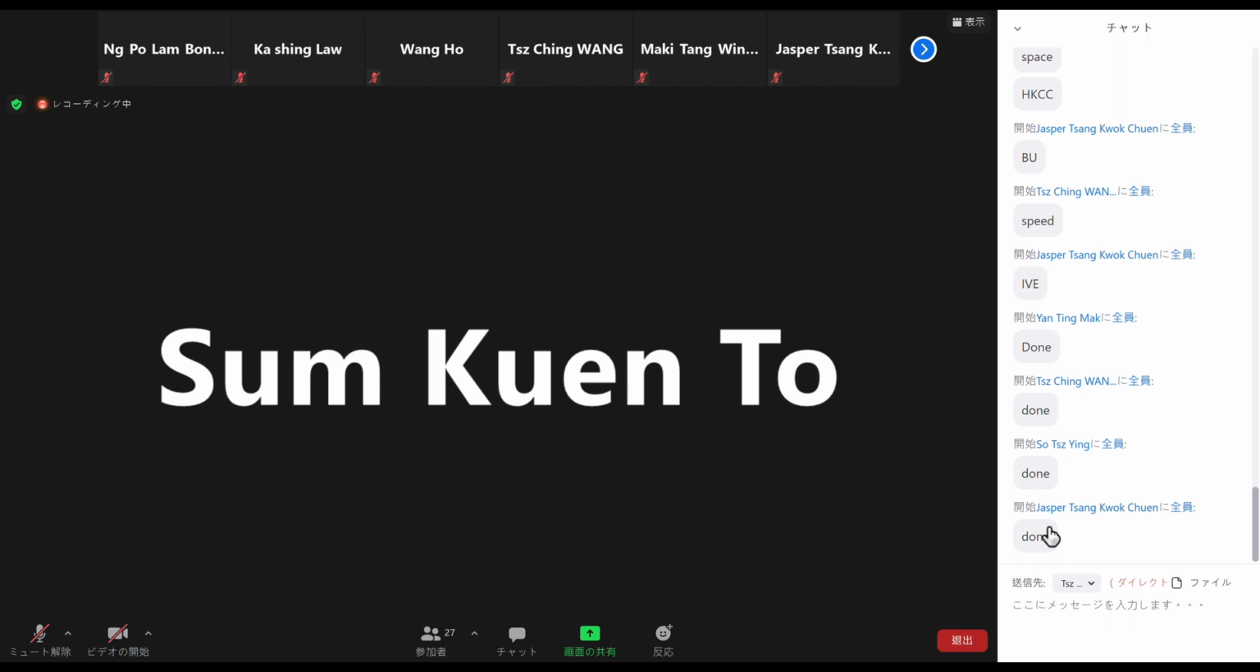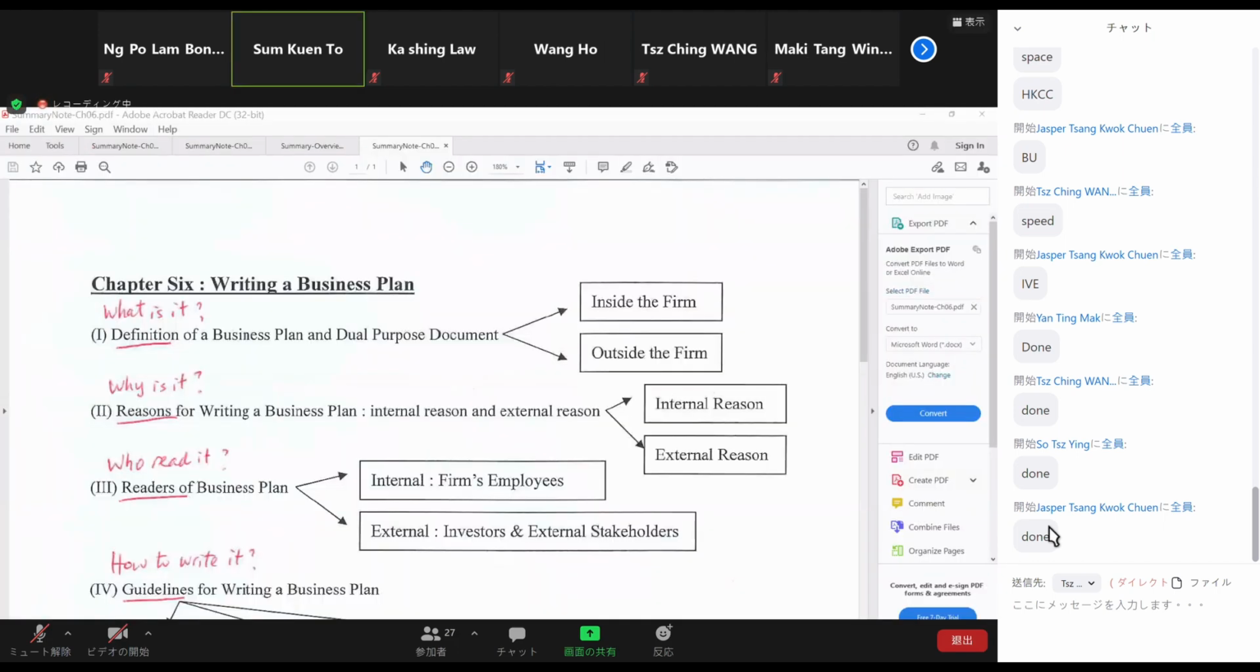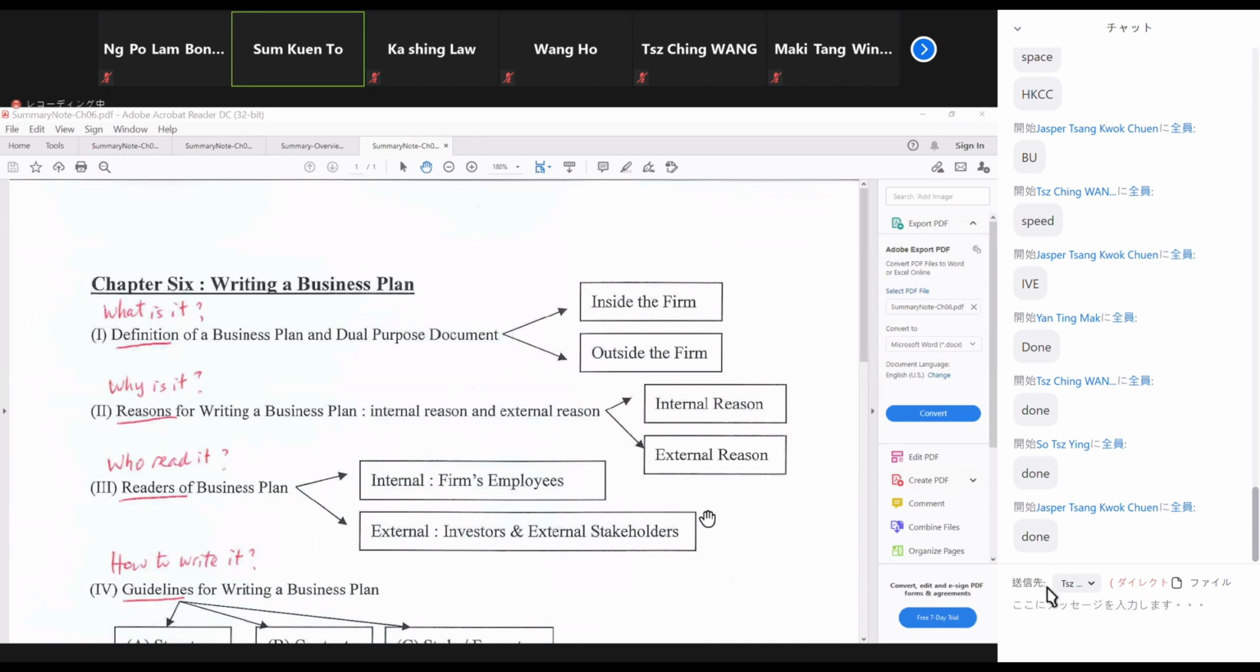Now, as far as chapter 6 is concerned, about the business plan, once again, let me show you the summary notes, which will give you a better picture. Here is the summary notes. If you cannot see the PDF, let me know.